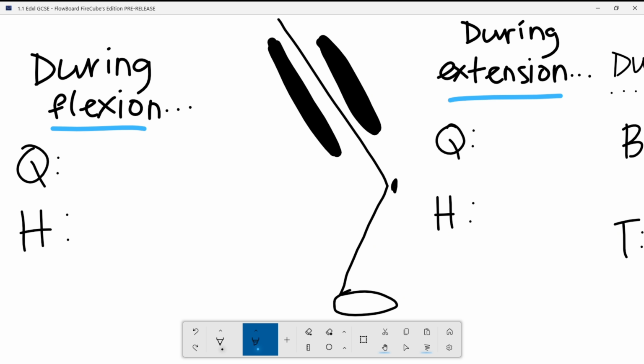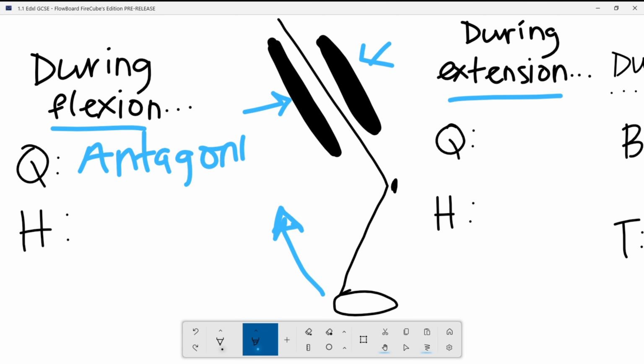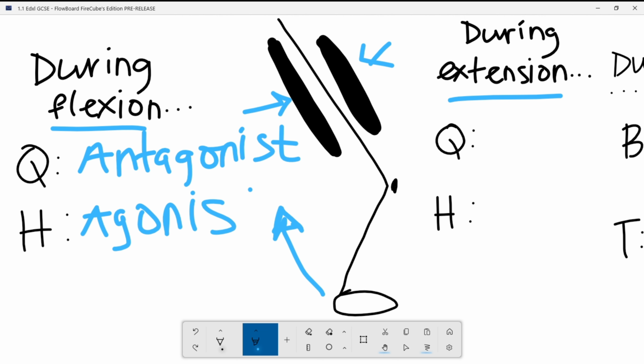Now, our second antagonistic muscle pair is between our quadriceps, this muscle right here, and our hamstrings, this muscle right here. So let's start with flexion. During flexion, which is when the angle at your knee gets smaller, your quadriceps are going to relax. So they're going to be your what? Antagonist, because the antagonist relaxes to allow the movement to happen. Meanwhile, your hamstrings would contract to allow this movement to happen. So your hamstrings would be the agonist.